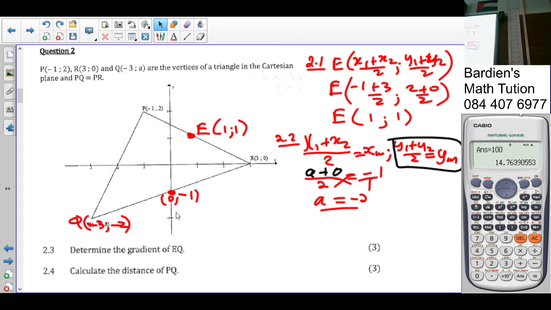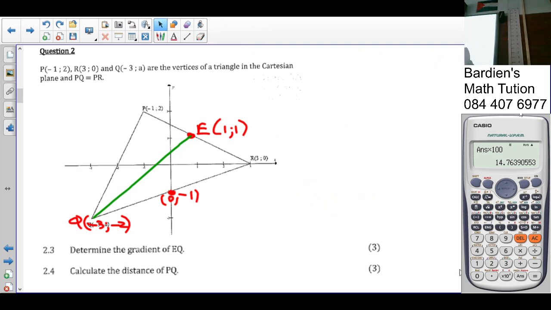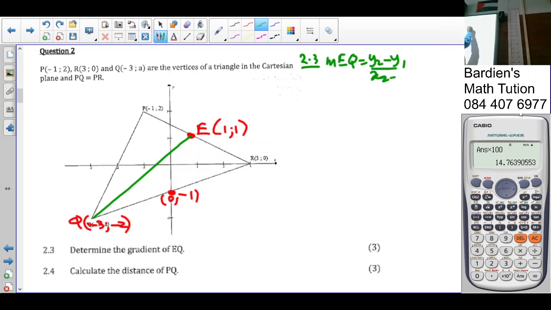So in 2.3, the question says determine the gradient of EQ, the gradient of this line EQ. So how do you calculate the gradient? It's change in y over change in x. So this is 2.3, the gradient of EQ. It's y2 minus y1 over x2 minus x1. Some people write that formula down perfectly and then do the substitution wrong.